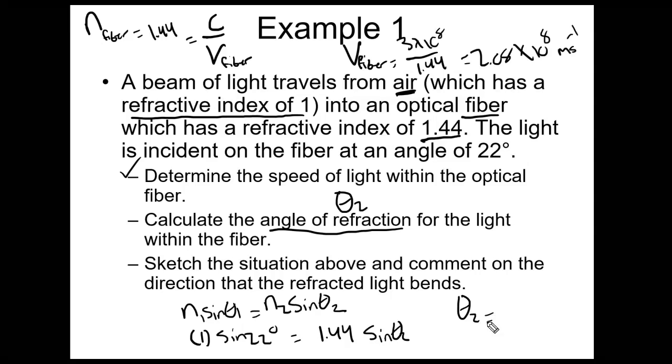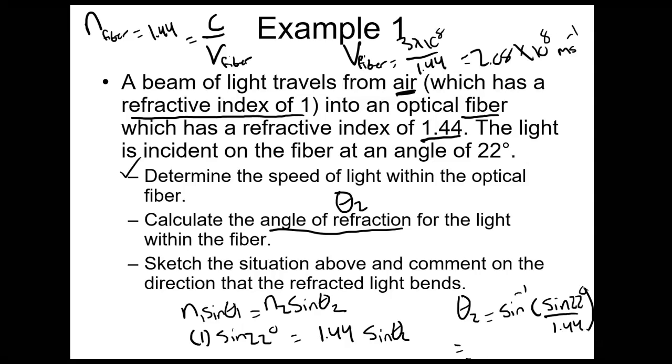Okay, so theta 2 would be equal to the inverse sine. It's inverse sine because theta 2 is stuck inside a sine function, so I have to do an inverse function to get rid of that sine. So the inverse sine of sine 22 degrees divided by 1.44.